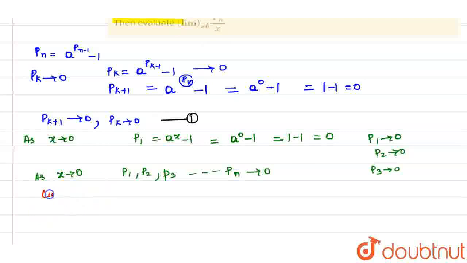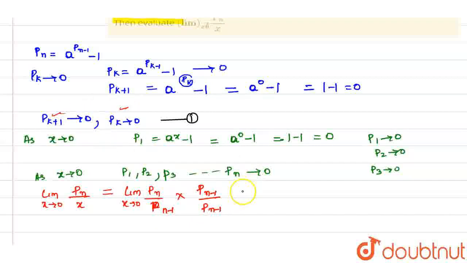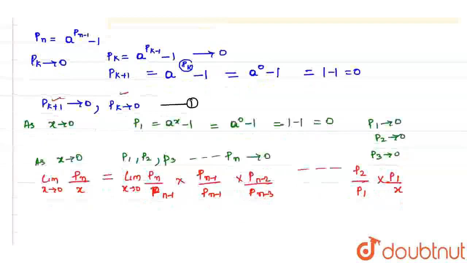So now given is limit x tends to 0 of Pn divided by x, or I can say Pn divided by Pn minus 1 into Pn minus 1 divided by Pn minus 2, I'm just trying to write it in the form of Pk upon Pk minus 1, Pn minus 2 divided by Pn minus 3, dotted up to P2 divided by P1 into P1 divided by x, right?